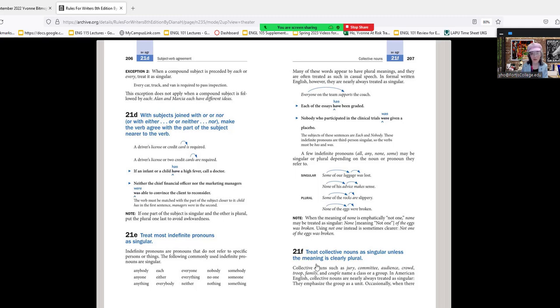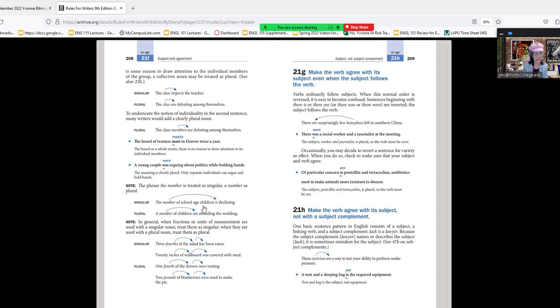Treat collective nouns as singular unless the meaning is clearly plural. Collective nouns such as jury, committee, audience, crowd, troop, family, and couple name a class or a group. In American English, collective nouns are always treated as singular. They emphasize the group as a unit. Occasionally, when there is some reason to draw attention to the individual members of the group, a collective noun may be treated as plural.